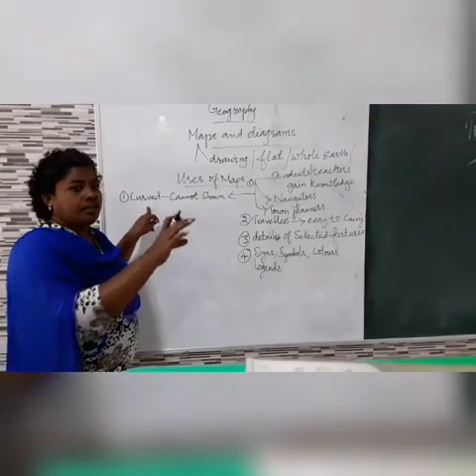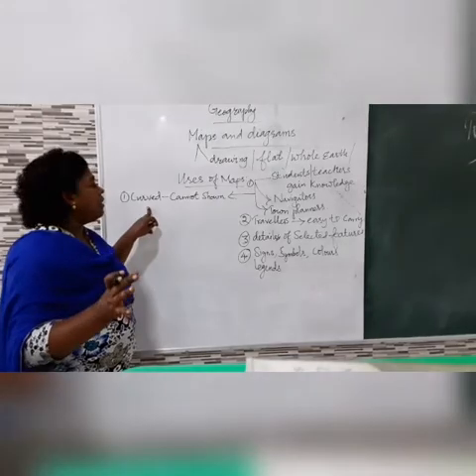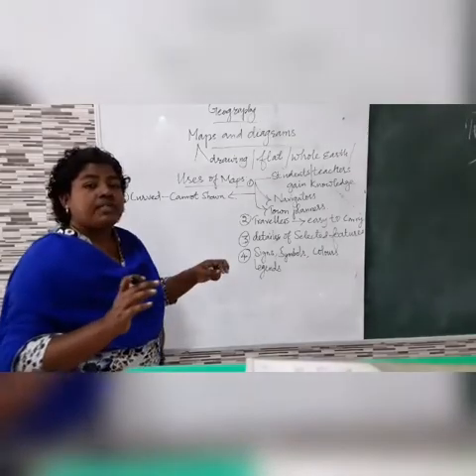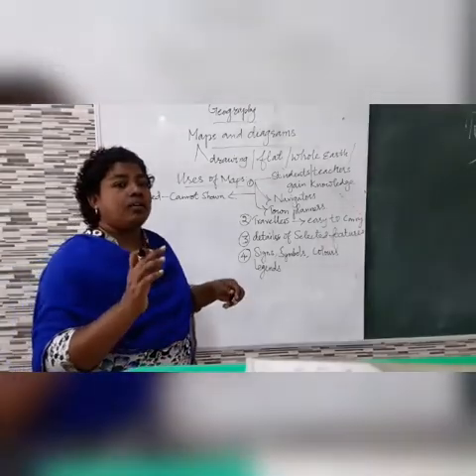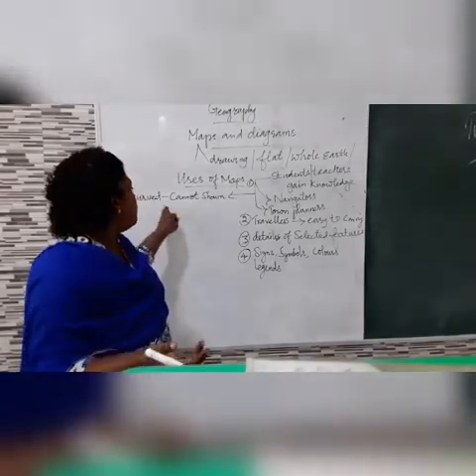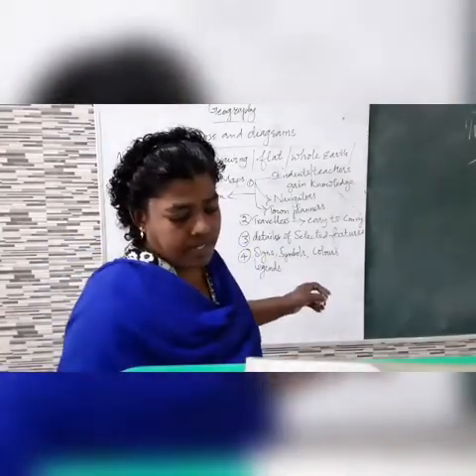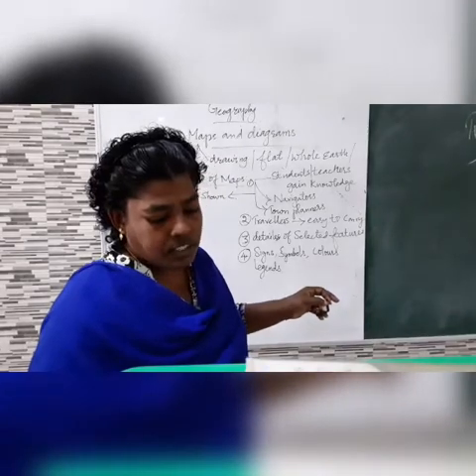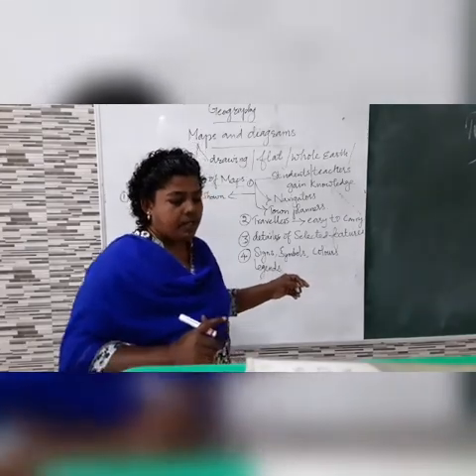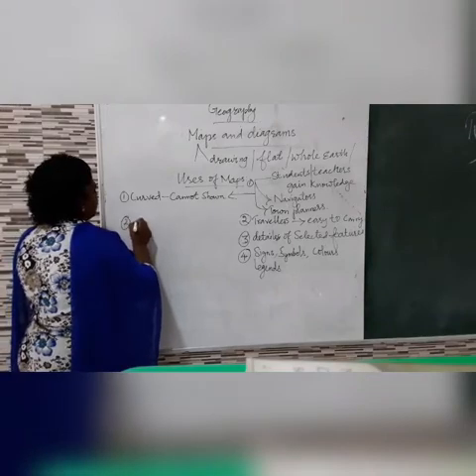For example, the coastal regions will be very curved. These curved areas cannot be shown in the map clearly because a map is a drawing of the earth on a flat surface. So on the flat surface, the curved areas cannot be shown properly. The next disadvantage is that maps of large areas, especially continents, have some distortion in size, shape and distances. Large areas have some distortions.